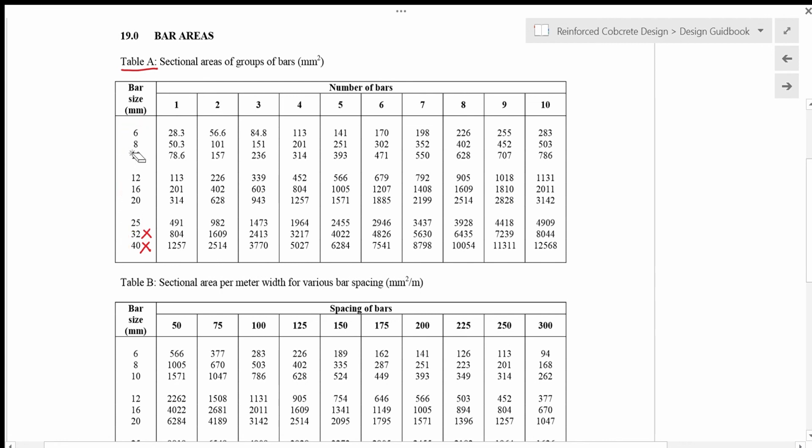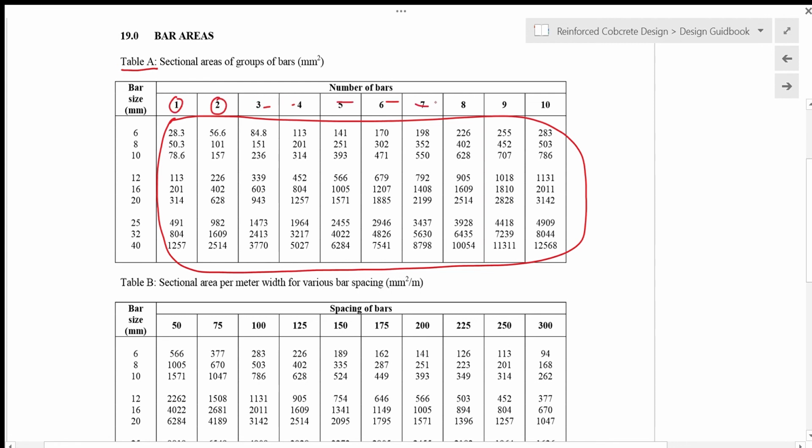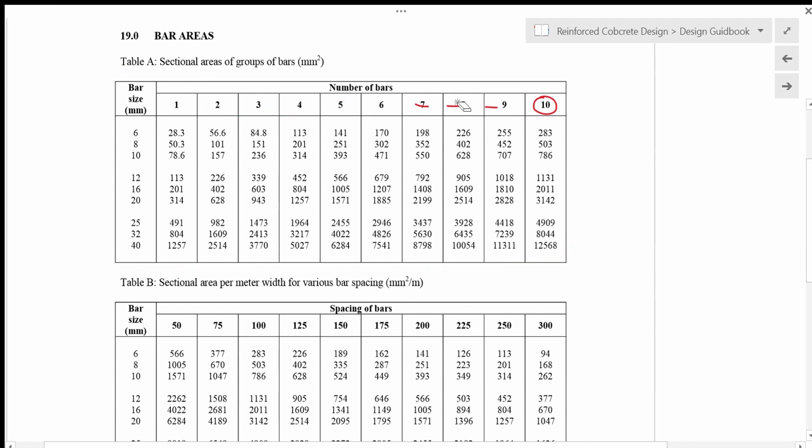On this side of the table, it gives you the area of the steel with 1 bar, 2 bars, until 10 bars. For anything more than 10 bars, you just add up the area. Let's say for 11 bars, you just add the 10 bars area to the 1 bar area. So just now our required steel area is 1150 square millimeter, so we go through this table here.